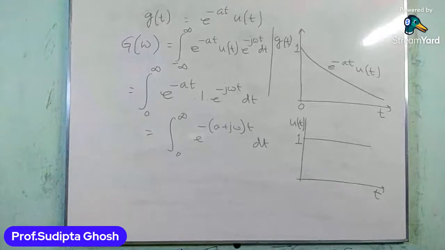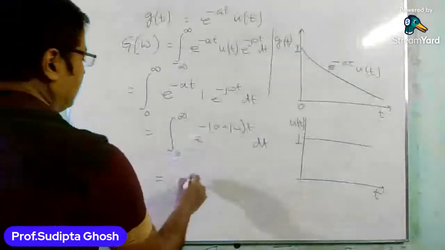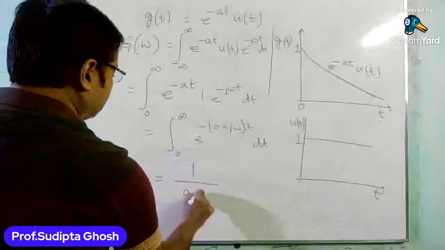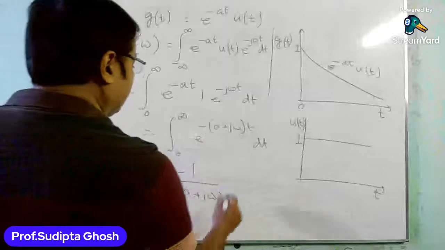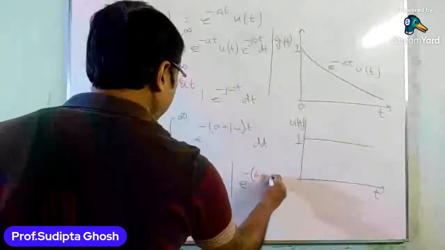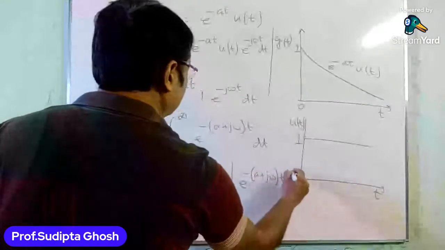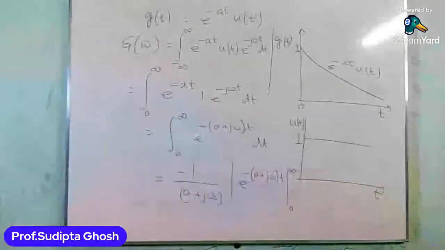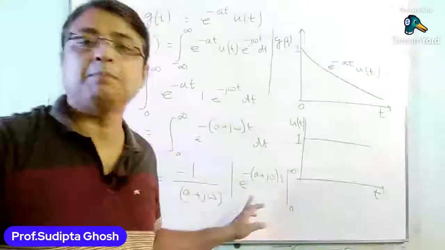So now let's move on to get the integral value, and it will be 1 by (a plus j omega), so minus 1 here, and then e to the power minus (a plus j omega) t, and the limit becomes 0 to infinity. Now putting the value of the upper limit first, that is e to the power minus infinity.